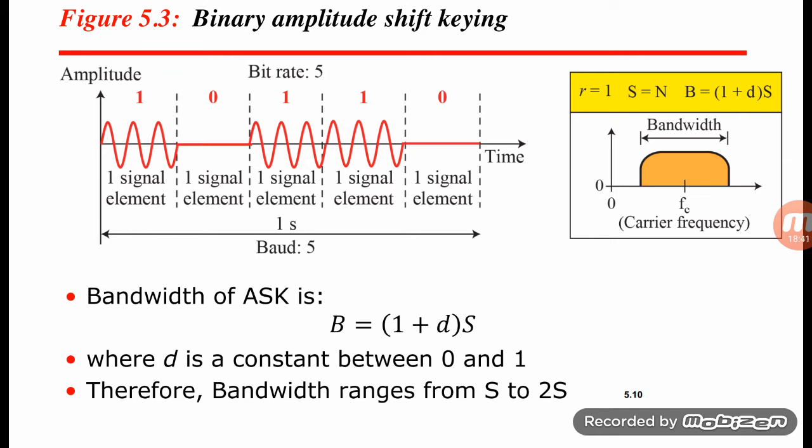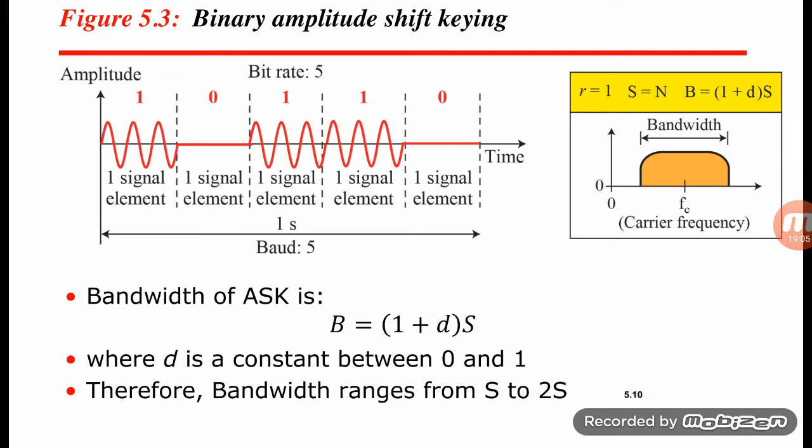Again a 1 comes, I will again send the same signal with full amplitude. Another 1 has come, I continue sending the signal with full amplitude. And when a 0 comes, I send the signal with 0 amplitude. And you can see the frequency is not changing throughout. And the phase is also not changing. The phase is 0 here, phase is 0 here, and everywhere the phase is 0. Frequency is the same.